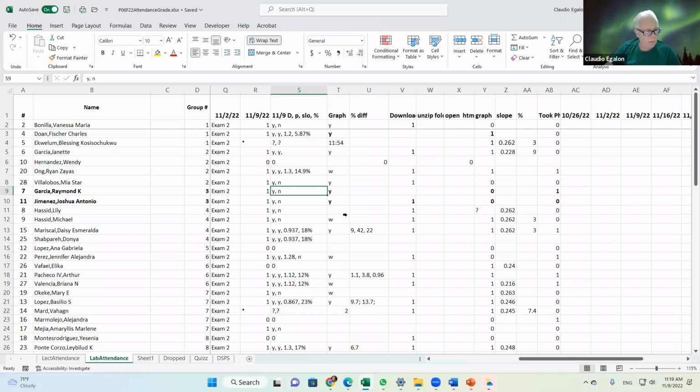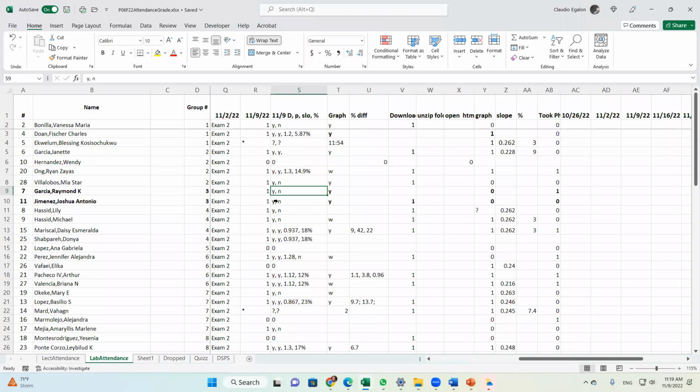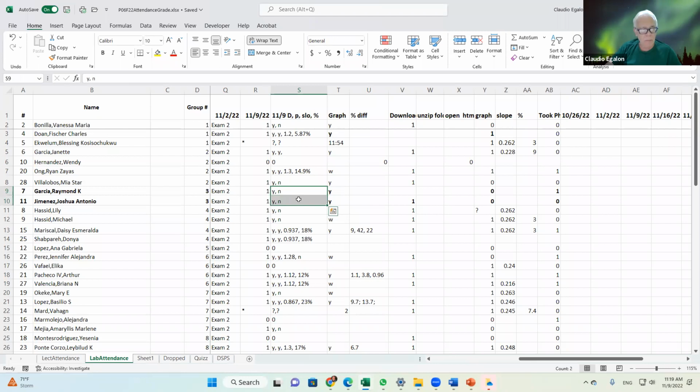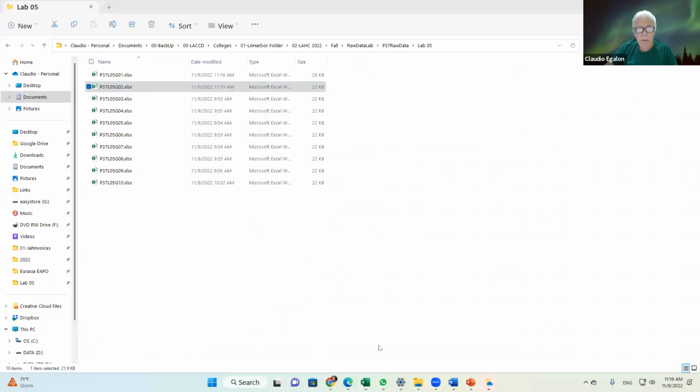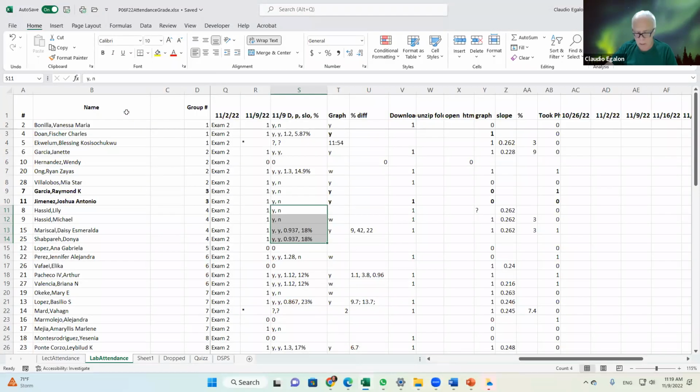Did you plot the graph, Raymond? Raymond and Joshua. We're currently figuring out. We're just having a little bit of technical difficulties. Sorry about that. Okay, I'll get back to you later on. Group number 4. So group number 4 already has a result here. Let's take a look at the graph for group number 4. 18% difference, right? Group number 4.